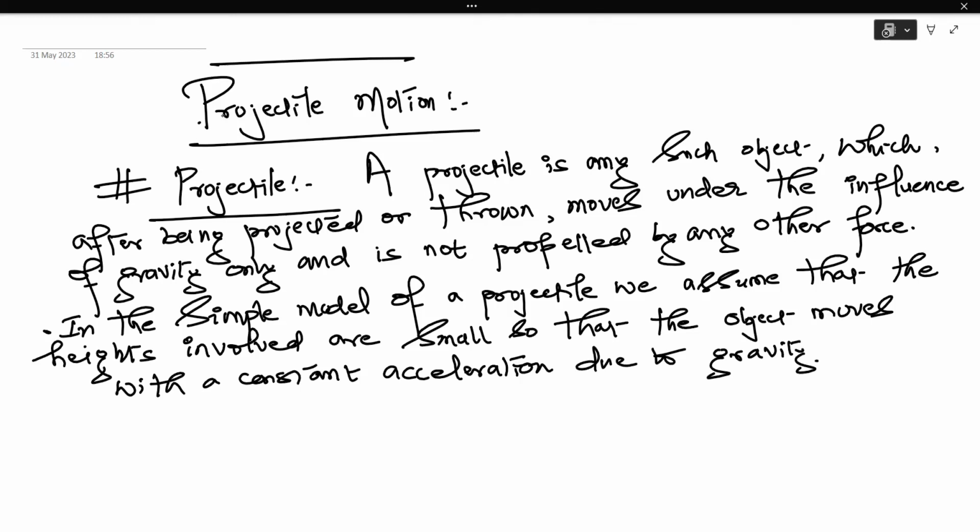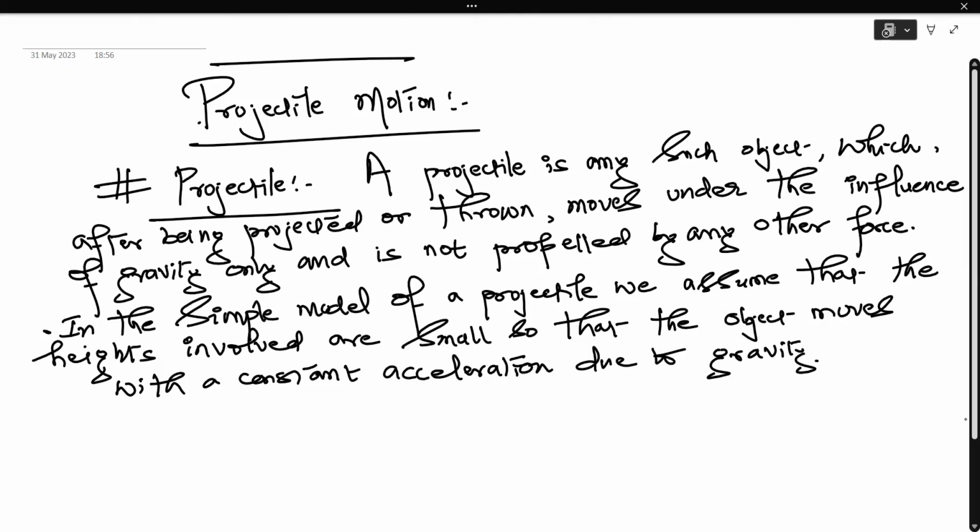In the simple model of projectile we assume that the heights are small. Small matlab small as compared to the radius of Earth, या radius of the planet. Now how much is the radius of Earth? 6,400 kilometer. यानी अगर मैंने किसी ऑब्जेक्ट को 1 किलोमीटर हाई से भी फेंका, 1 किलोमीटर हाई इज नॉट स्मॉल, 1000 मीटर हाई इज अ बिग हाइट, राइट? तो अगर तुमने 1000 मीटर का टावर भी लिया, उसके ऊपर से भी कोई ऑब्जेक्ट को थ्रो किया, दैट इज ऑल्सो अ स्मॉल हाइट. Why? Because as compared to the radius of Earth, it is very, very small.